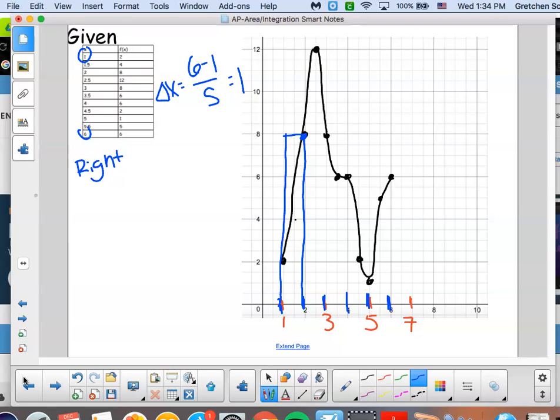How long is the first rectangle? What height is it? How do we know it's at 8? Yeah, you have your table. If you draw your rectangles in first, or if you fill it in with your points, it doesn't really matter. The next one will connect to 3.